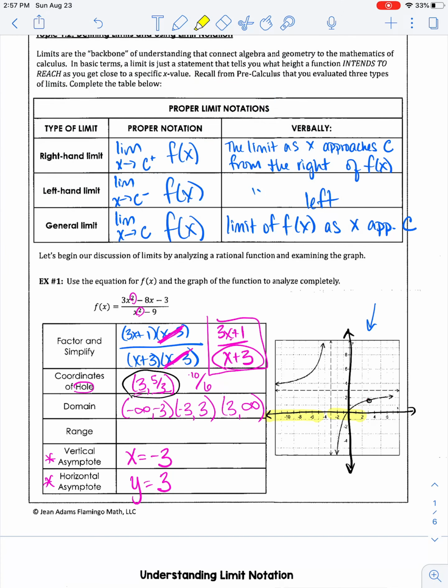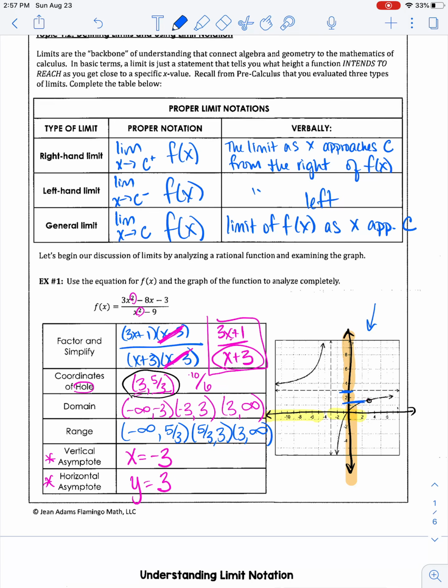The range is going to be all of this, all the way to that y value, and then I'm going to go to the asymptote, and then I'm going to go the rest of the way up. So the range is going to be from -infinity, and again I hit the hole first, and that y value is the 5/3. And then I pick up with the 5/3 and head towards the asymptote at 3, and then pick back up over the asymptote, after the asymptote, and head to infinity.